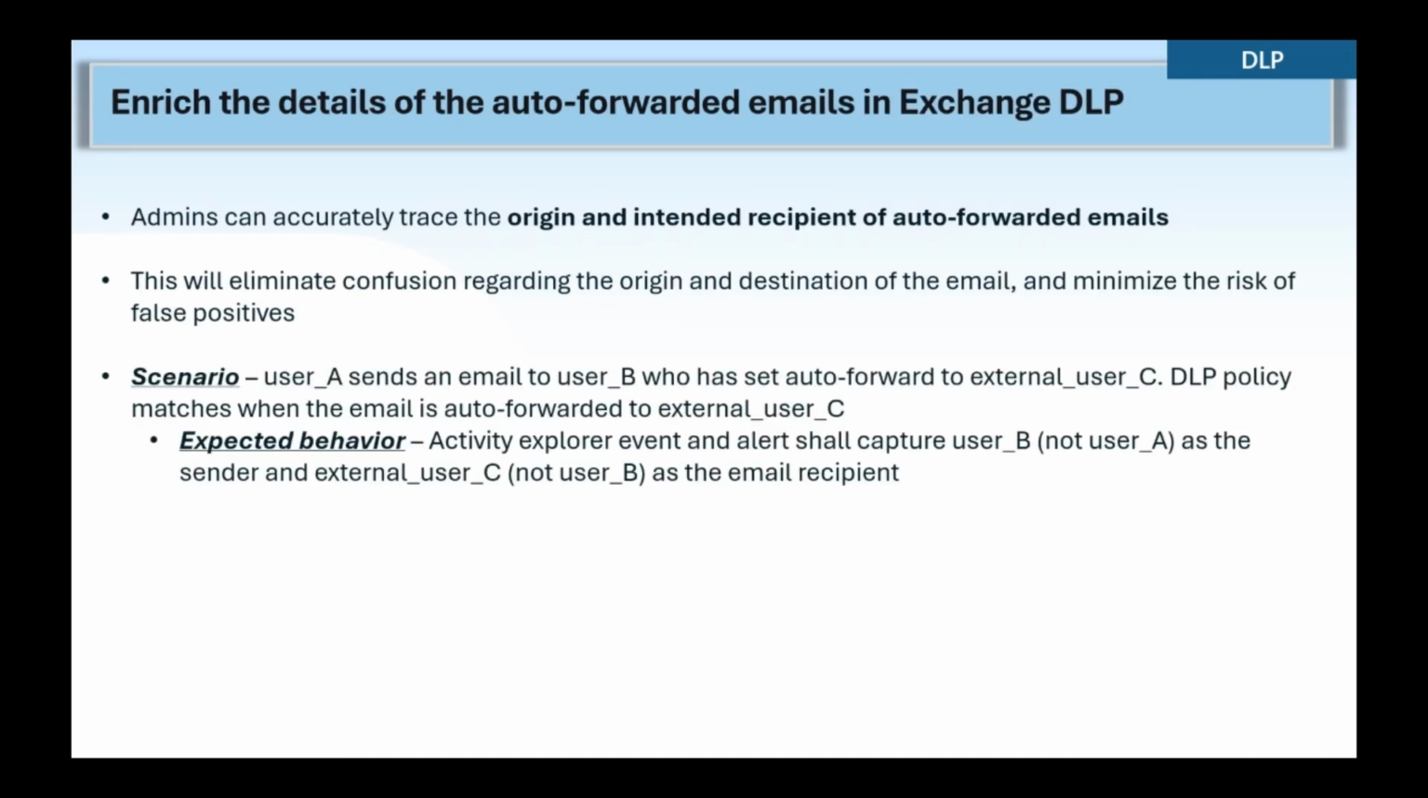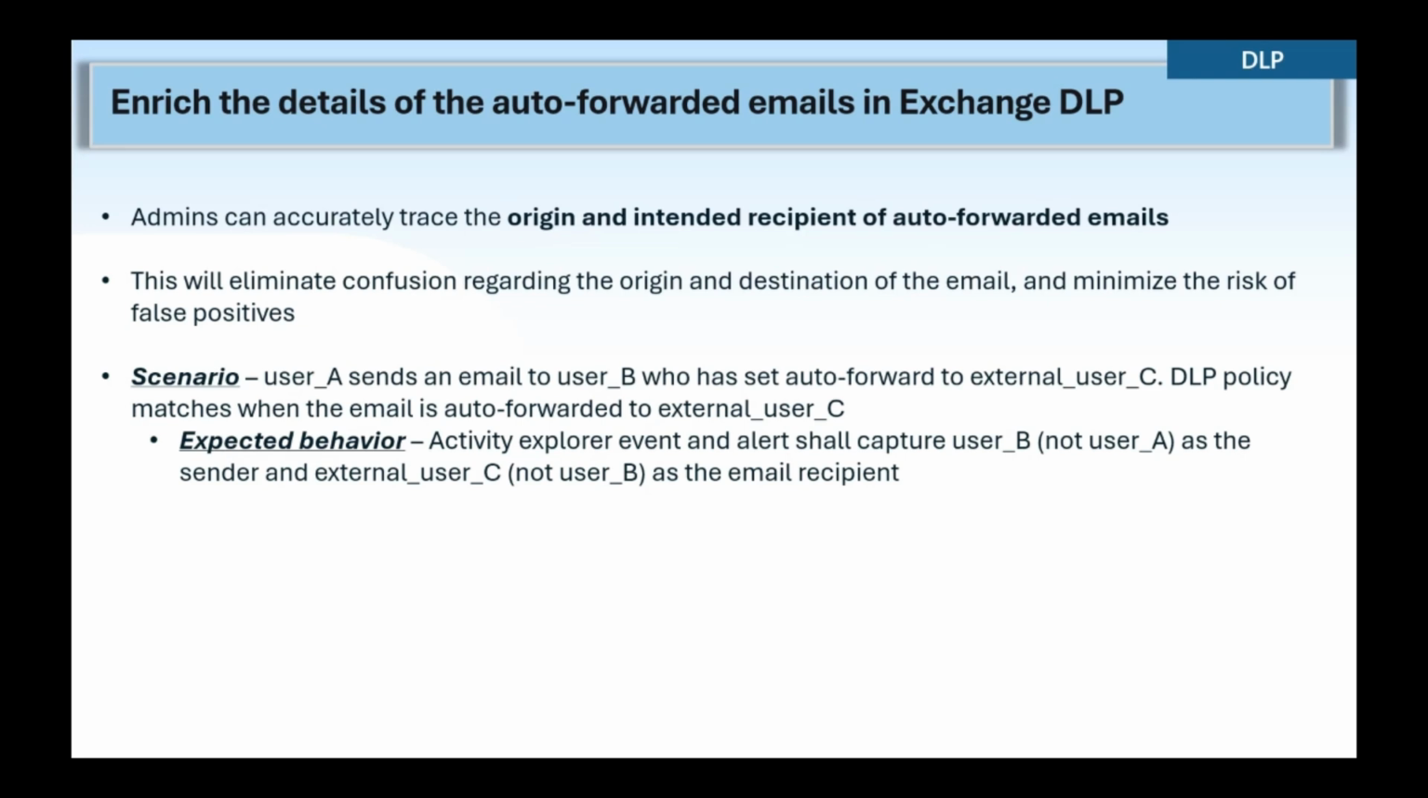Moving on. So enriching the details of the auto forwarded emails in Exchange DLP. This is an enhancement to our solution that will provide more accurate and detailed information for auto forwarded emails. This new feature will ensure that the correct sender, recipient information and email evidence are displayed in the alerts that are generated. So it will basically help admins accurately trace the origin and the intended recipient of the forwarded emails, thereby reducing confusion and minimizing the risk of any false positives. So the update will be reflected in the audit logs, in the alerts, and also in the Activity Explorer events.